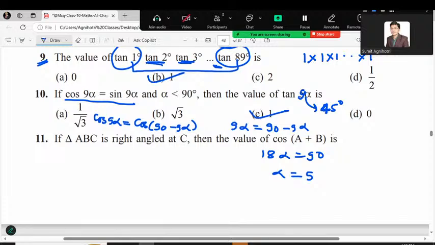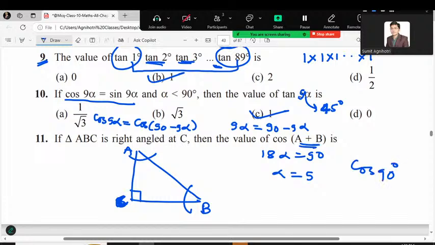Come to the question 11. Right angle at C. Then these A plus B make 90. That's why it is cos 90 that they want to answer. Cos 90 is equivalent to sin 0, which is 0.